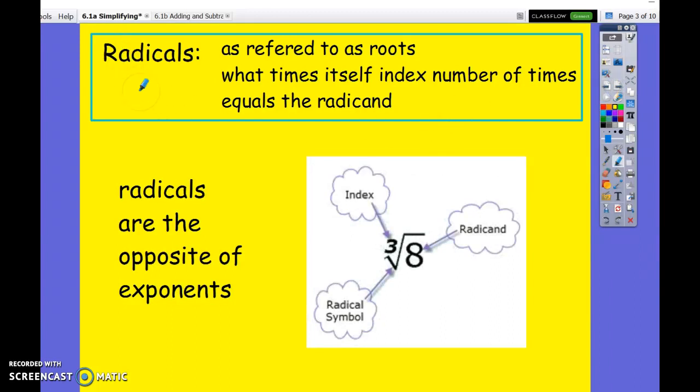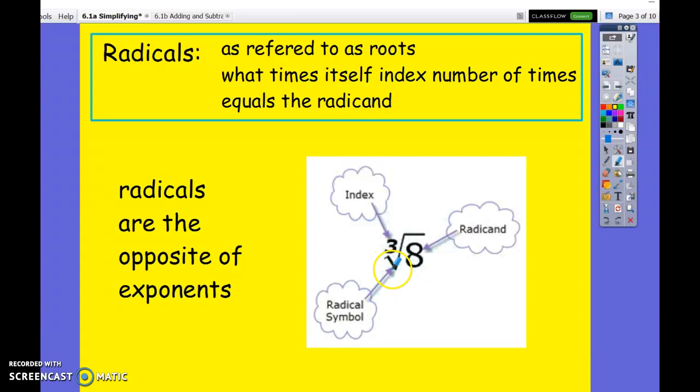So radicals, that's what Unit 6 is all about. Radicals are also referred to as roots, so they're the same thing. And basically you're asking what times itself the index number of times equals the radicand. So if we're looking right here, we have a radical. This shape right here, kind of a check mark with a line on the top, that's our radical or our root. Right here, we're taking the third root of the number 8.